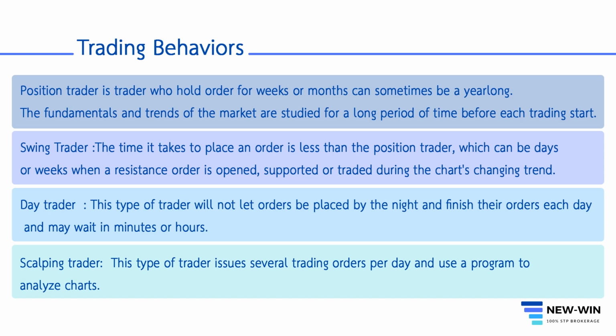The swing trader. The time it takes to hold an order is less than the position trader, which can be days or weeks, when an order is opened at resistance or support levels during a changing trend. Thirdly, the day trader. This type of trader will not let orders be held overnight and finishes their orders each day, and may wait minutes or hours. And lastly, scalpers. This type of trader issues several trading orders per day and uses a program to analyze charts.